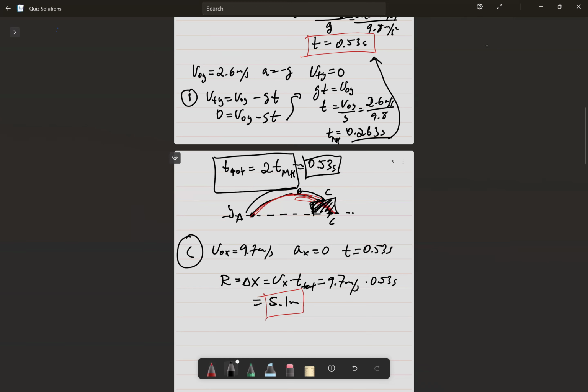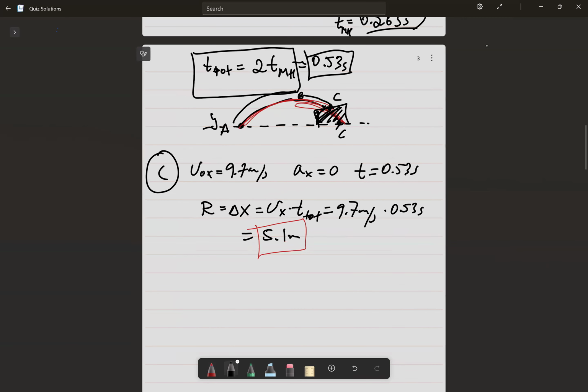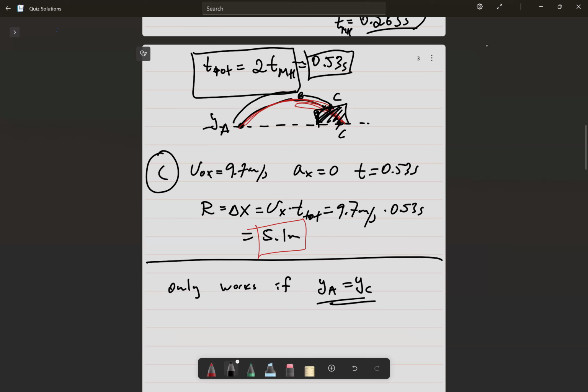Now, there is another method to solve for the range. And you have to be careful with this equation. This one only works if y of A is equal to y of C. Again, that means your initial vertical position is the same as your final vertical position. That means you start from the ground and come back to the ground.